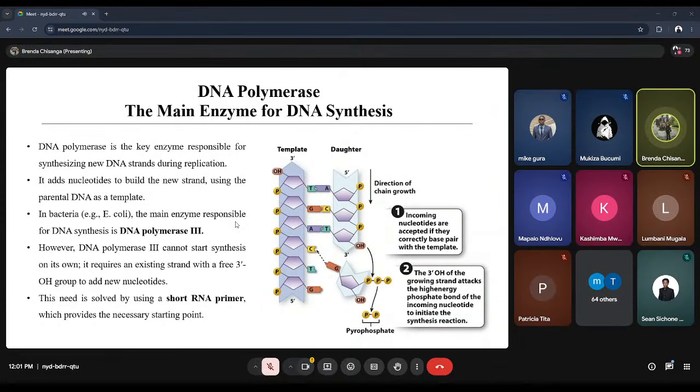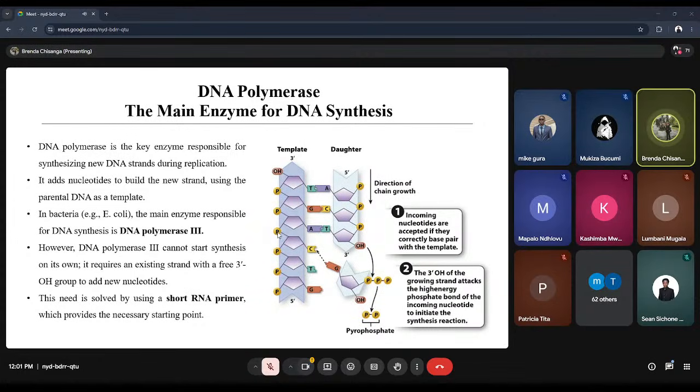In addition to that, this enzyme is not very intelligent. It needs to have a pre-existing stretch of nucleotides that can give it a free 3' OH group. In fact, we say DNA polymerase 3, to synthesize DNA, needs a free, F-R-E-E, free 3' OH group.